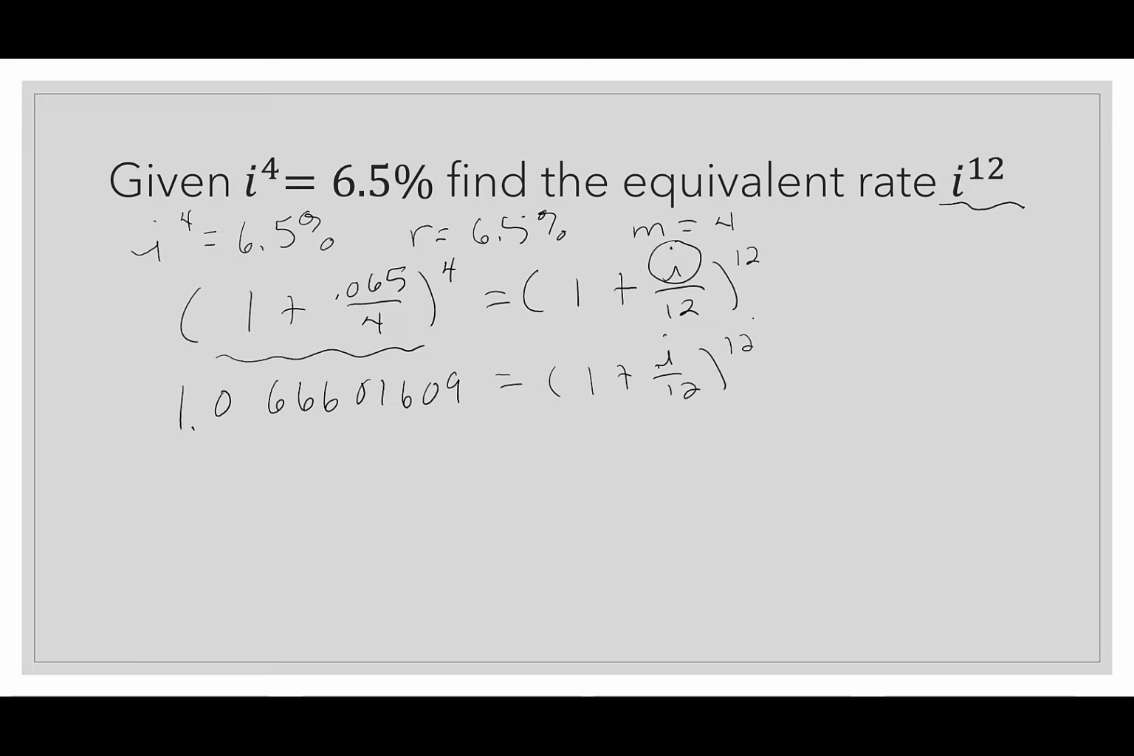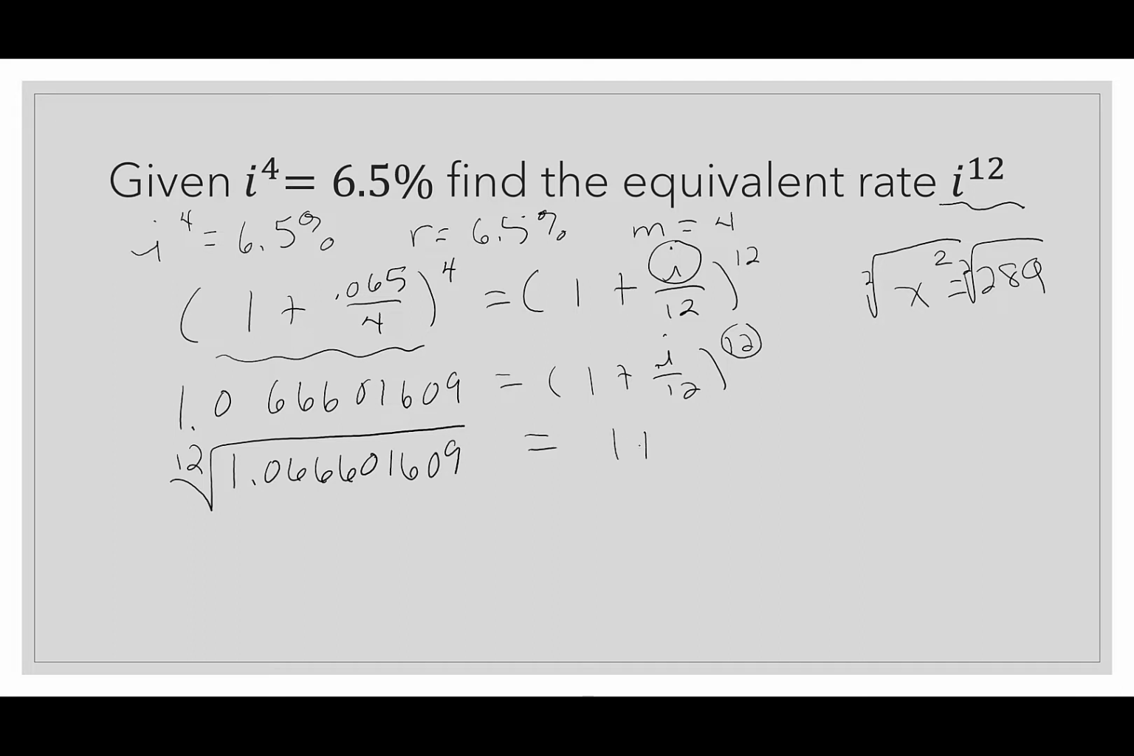So there's this problem of how am I going to get rid of this 12 up here? There are 2 ways to do it. It's kind of like if you have x squared equals, let's say, 289, and you wanted to figure out what x was, you would take the square root. The idea is this root is 2. So if you have something that's the 12th power, you need to take the 12th root. So I'm going to take the 12th root of 1.066601609. That's going to be 1 plus i over 12.